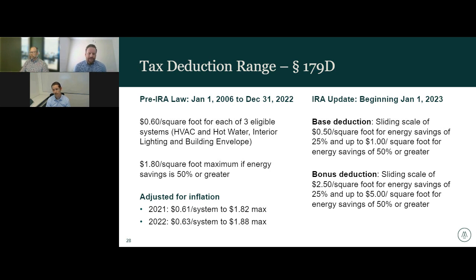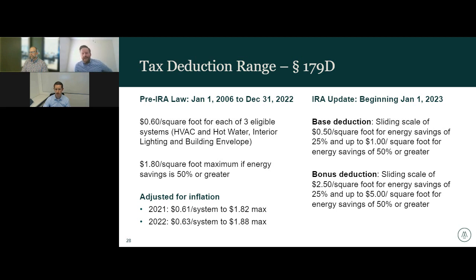And those partial deduction rates had lower energy qualification thresholds. For instance, HVAC required a 15% energy savings in order to achieve that partial deduction. Those full deduction amounts, along with the partial deduction amounts, were also marginally inflation adjusted for the past 2 tax years in 2021 and 2022, up to a maximum of $1.88 per square foot. But now under the Inflation Reduction Act rules, there is no longer partial deductions.